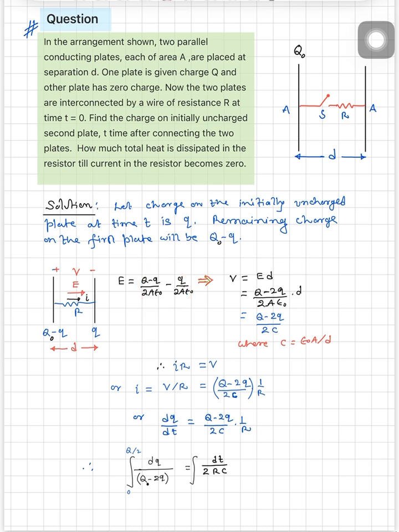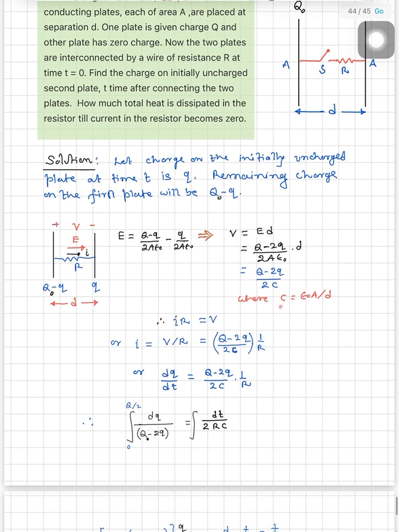If we try to find the potential difference, then obviously it will be field times the distance between the plates. The potential difference will come out to be this much, where we have replaced epsilon naught A by d as C, the usual symbol for capacitance of such a system, where we have two parallel plates of area A at separation D. So we have obtained the potential difference. So IR, if the current at the instant is I, then IR equals V.